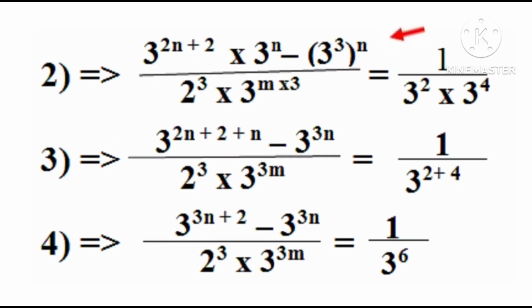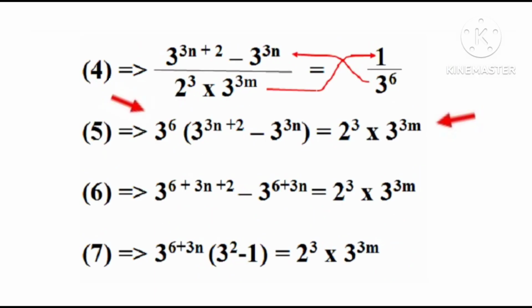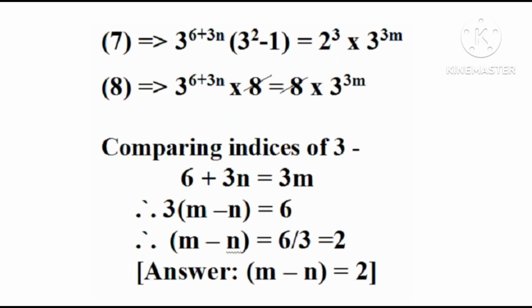3. Applying laws of indices like (a^m)^n equal to a^(m×n), this expression becomes as shown. 4. Add indices of same base. 5. Shift denominators to numerators of other side. 6. Add indices. 7. Take out 3^(6+n) as common factor. Cancel out 8 from both sides. Finally equate indices of both sides and find value of m minus n. Answer is m minus n equal to 2.